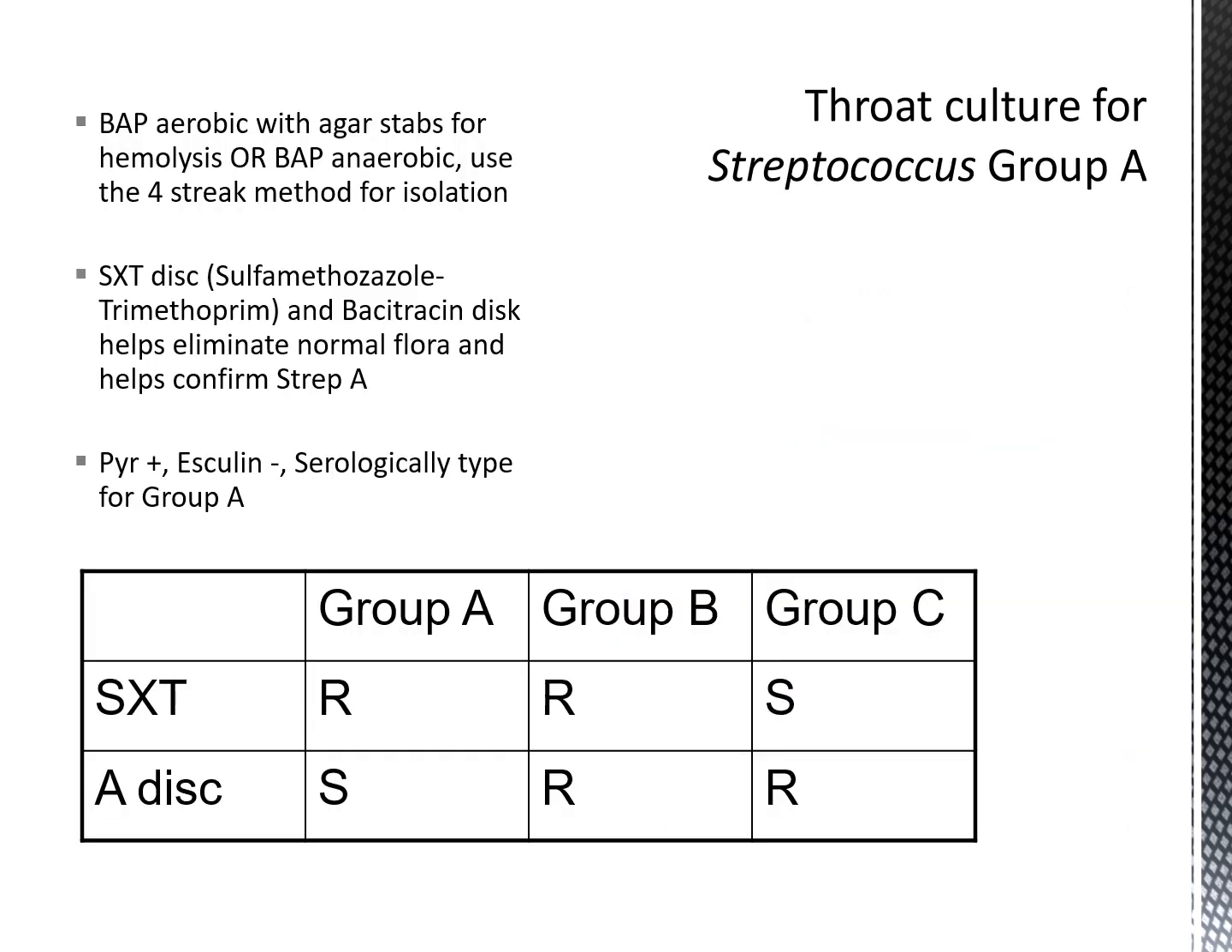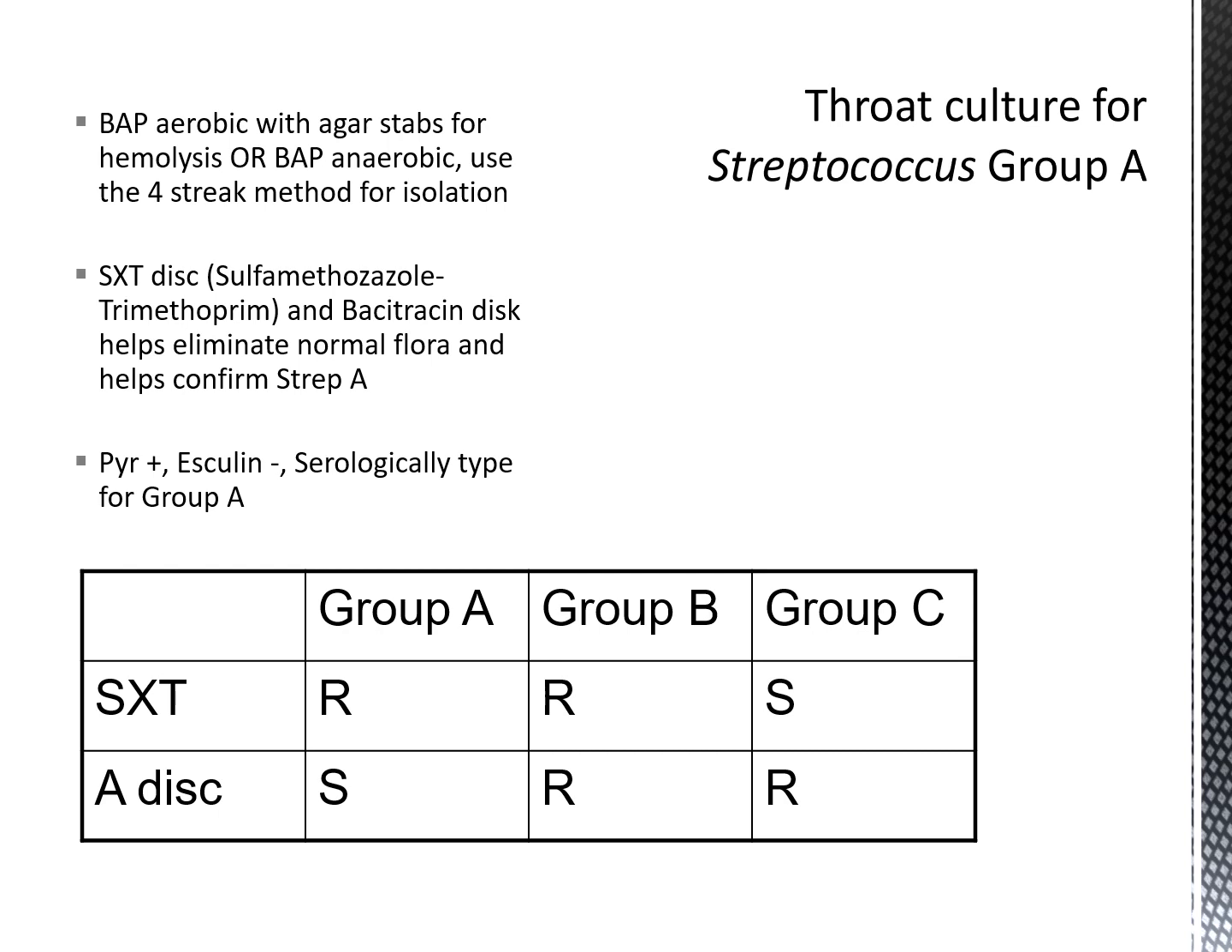Just to kind of review, we're looking for beta hemolytic organisms on blood agar that has either been incubated anaerobically, because that makes the hemolysis really pop, or we want to look at a blood agar that's been incubated aerobically with agar stabs. And those agar stabs actually push the organism down into the anaerobic layer of the media, causing better visualization of hemolysis. Okay, we always want to use a 4-streak method because we do want to pull out those group A Streptococcus organisms, the ones that are beta hemolytic and dry looking.